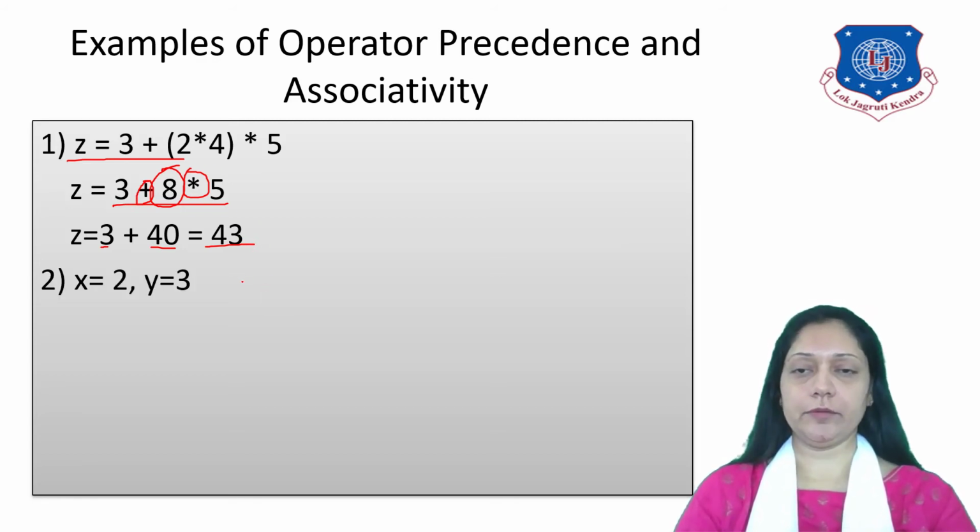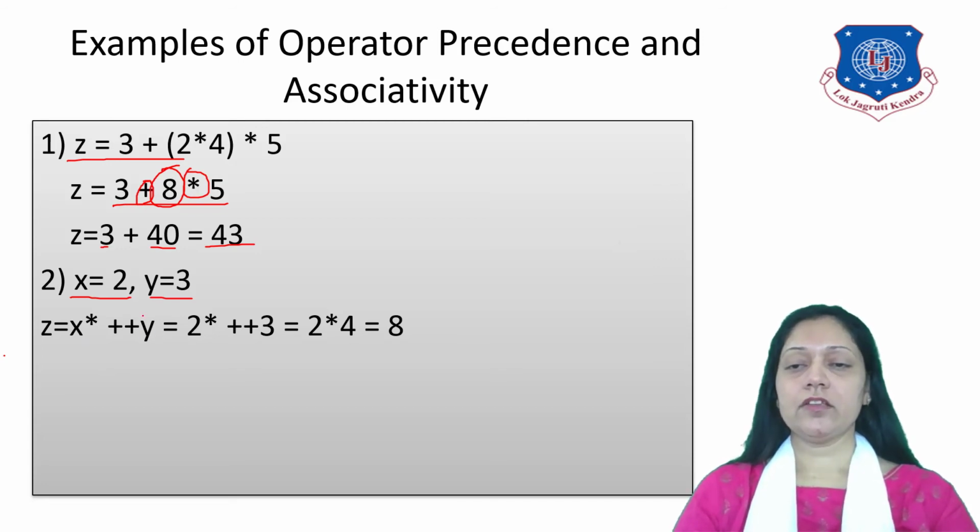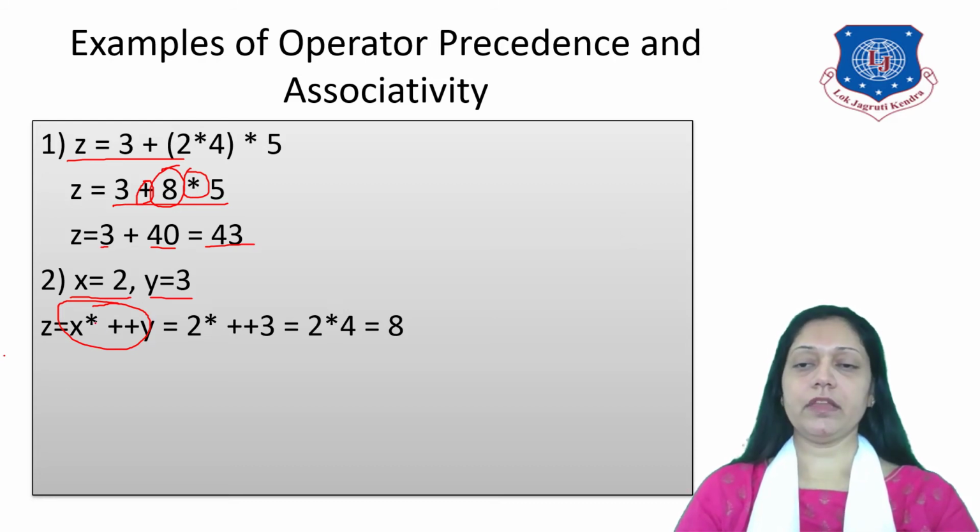Let's see another one. We have two variables here, x and y. The value of x is equal to 2 and y is equal to 3. Now the expression is z is equal to x multiplied by ++y. Okay, so this is our expression in which we have the unary increment operator and the multiplication operator. The unary increment operator has higher priority than the multiplication operator, so this will be evaluated first.